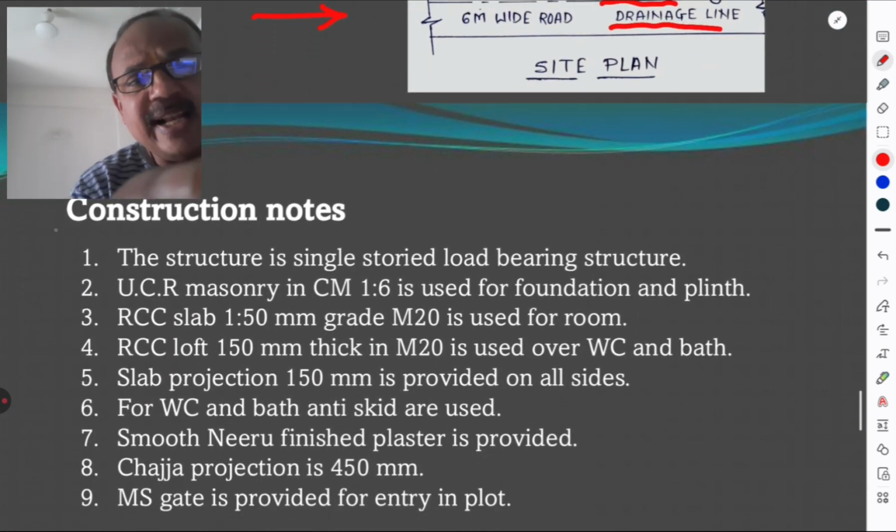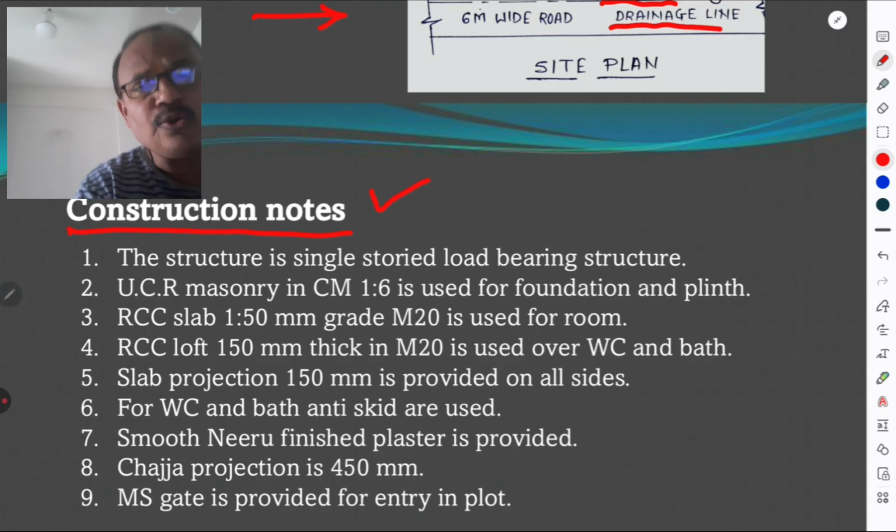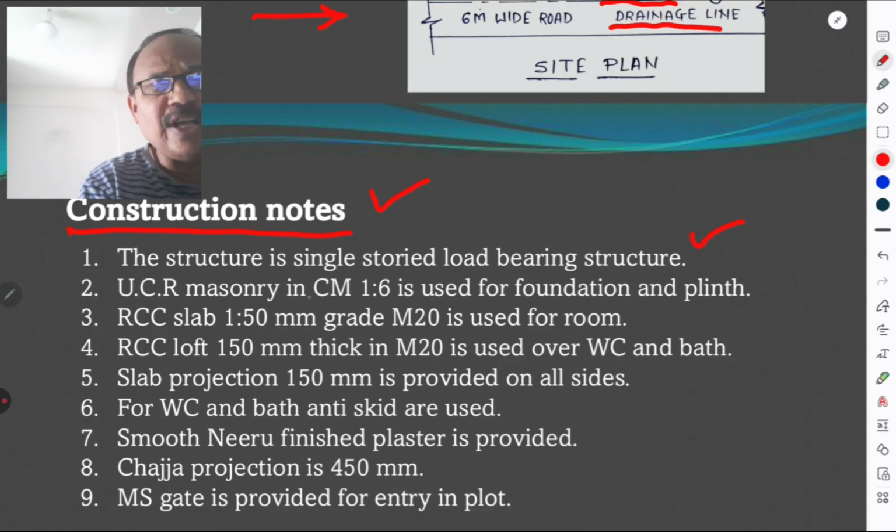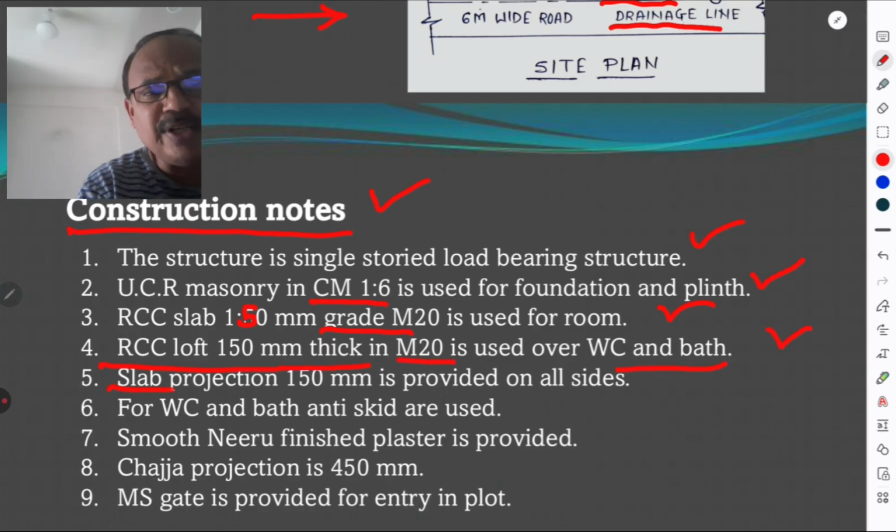So we can go directly to the construction notes which are written on the drawing. The structure is single storied load bearing structure. UCR masonry in cement mortar 1:6 is used for foundation and plinth. RCC slab is 150 mm thick and grade is M20. RCC loft 150 mm thick, M20 grade is used for WC and bath. The slab projection 150 mm is provided on all sides. For WC and bath, anti-skid tiles are used. Smooth Neeru finish plaster is provided. Chhajja projection is 450 mm. MS gate is provided at the entry of the plot.